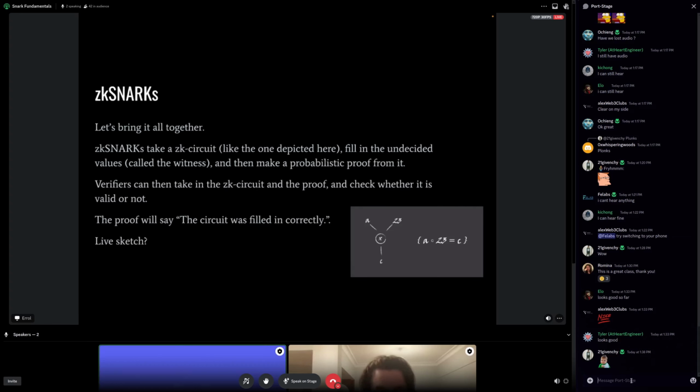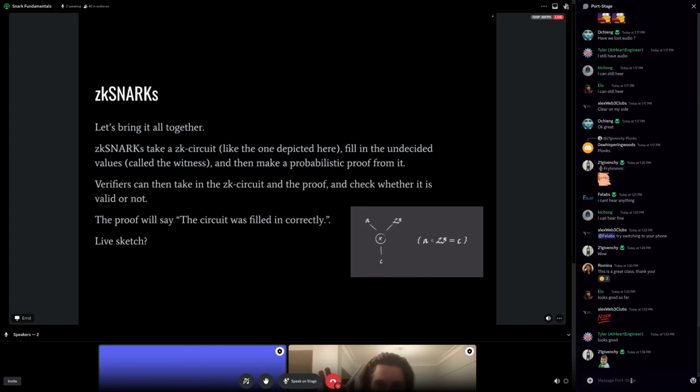A ZK SNARK takes a ZK circuit, like the one depicted here in that image. The image only has a single gate, but it's still a circuit. It's kind of a very boring circuit with only one gate. Usually we're going to be working with very complex circuits, but it is still a circuit. And it has one of the values pre-filled, which in most cases we will usually have many of the values pre-filled. So a ZK SNARK takes a circuit, it fills in the undecided values.